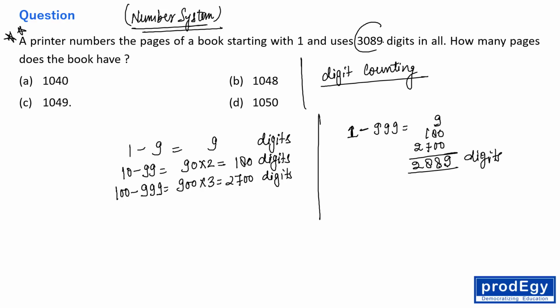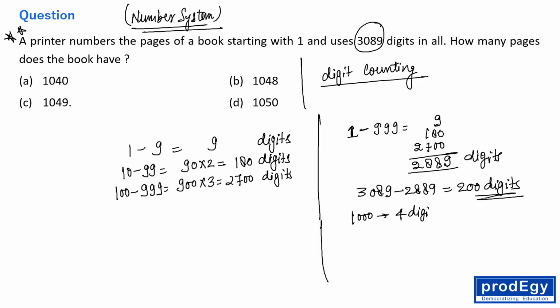And you have 3089 digits with you. So you are left with 200 digits now, right? And now you have to start with 1000. So 1000, every number is a 4-digit number, right? And you have total 200 digits. So for how many numbers these 200 digits will last?